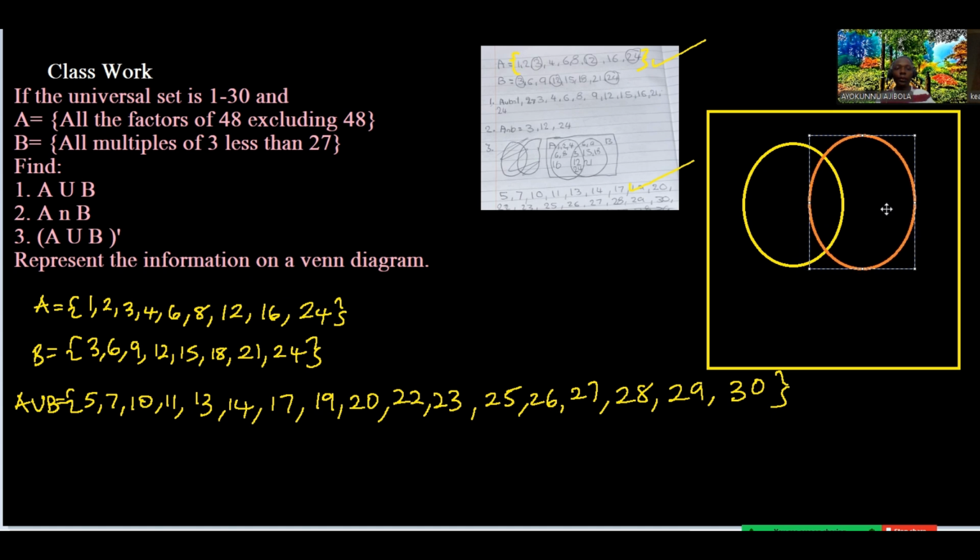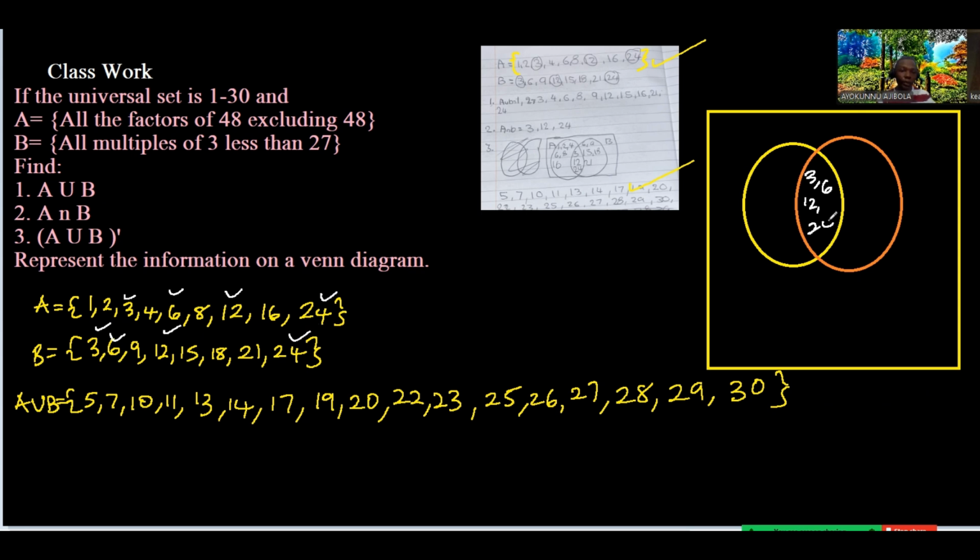So probably we have something like this. Then we need to fix in the numbers. What number is in A and B at the same time? We can see 3, right? We can see what again? 6. We can see what else? 12, right? We can see what again? 24.